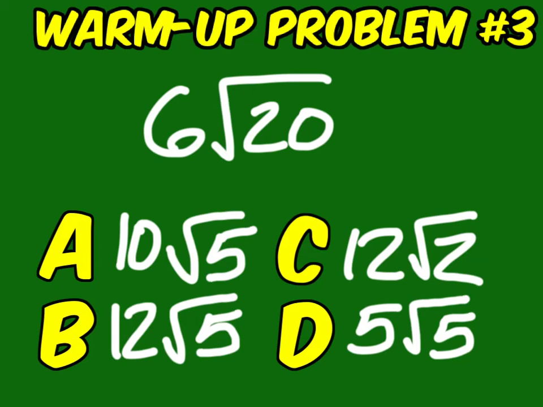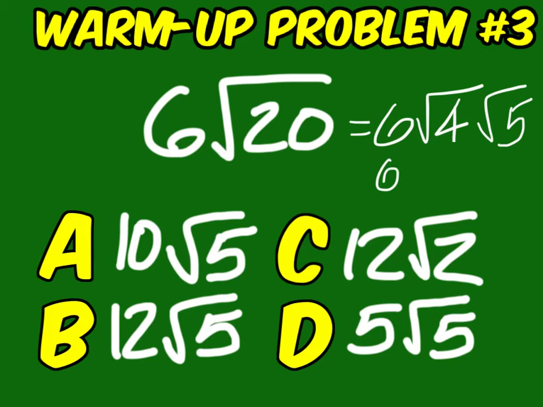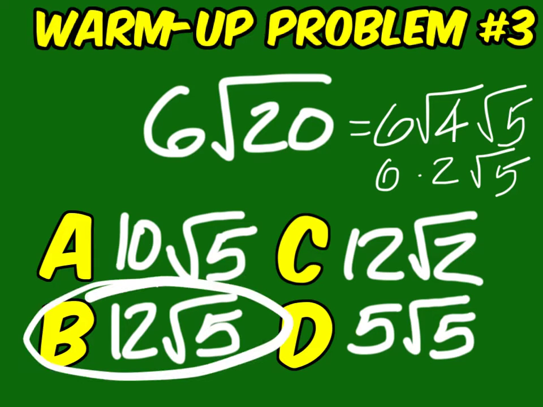This breaks up as 4 and 5. 6 times 2 square root of 5 is going to be B.